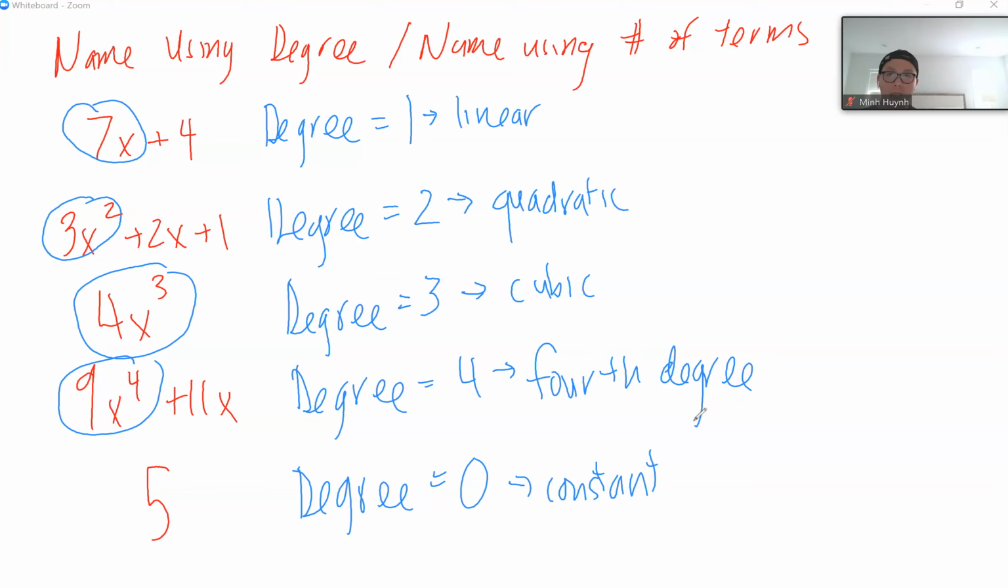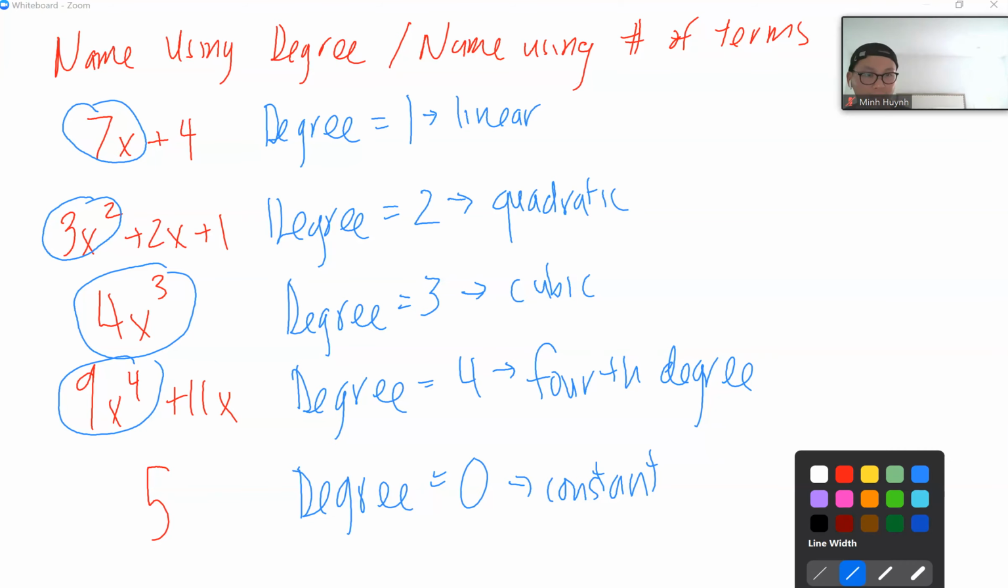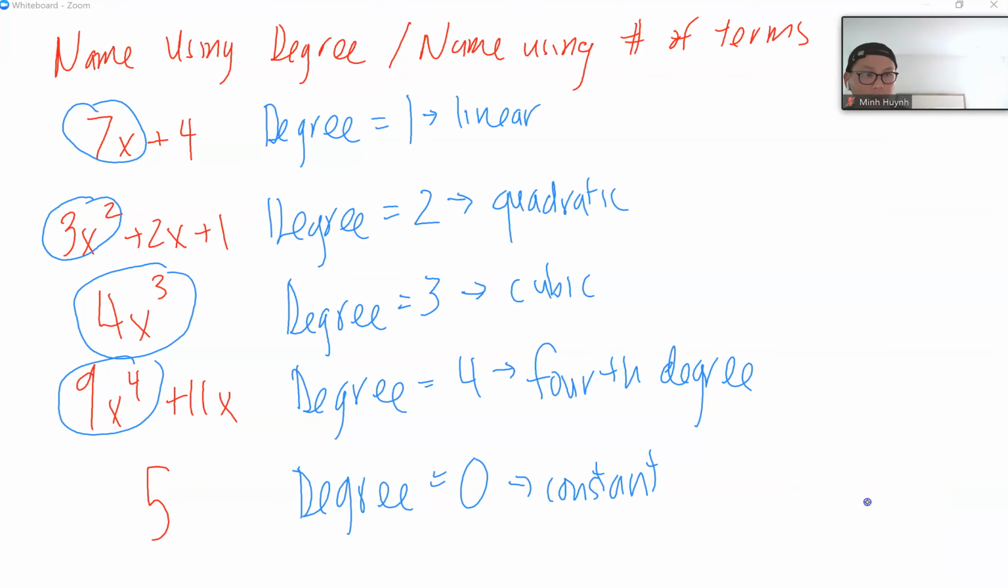So now we need to talk about how to name them using the number of terms. So there's actually going to be a separate little thing that we have to count. So I'm going to change the color for this one. Let's use orange, right? Go Oilers.